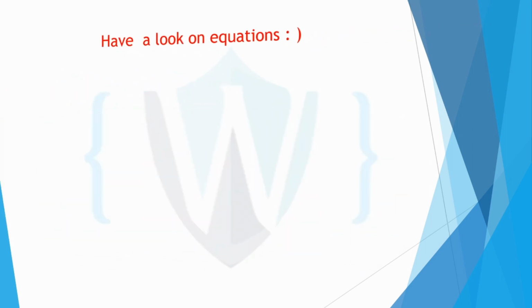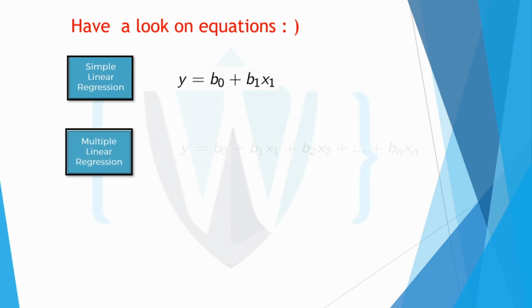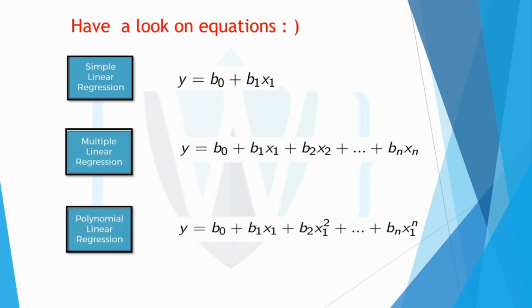Now let's see the equations we have learned so far. The simple linear regression: y is equal to b0 plus b1x. The multiple linear regression equation: y equal to b0 plus b1x1 plus b2x2 up to bn xn. And the polynomial regression equation, which is y equal to b0 plus b1x1 plus b2x1 square up to bn x1 raised to n.